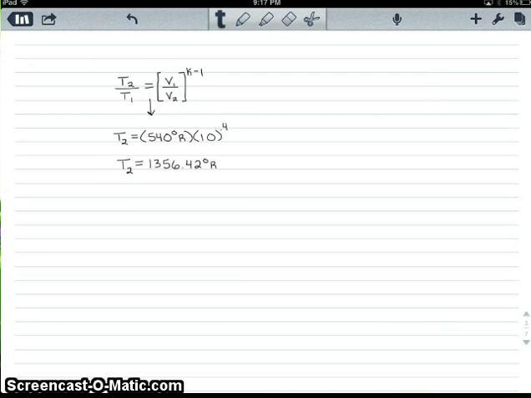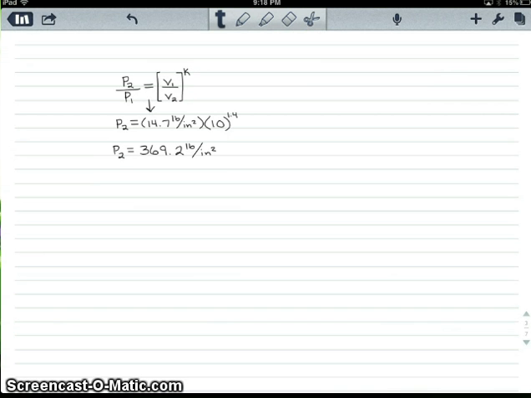Now as we scroll down, to find pressure at state 2, simply use equation 6.43. As you can see here, P2 divided by P1 equals V1 divided by V2 to the k. So we'll do the same as we did for the temperature at state 2. We'll input our values. V1 divided by V2 is equal to 10. And as you multiply across, you get 369.2 pounds per inch squared.